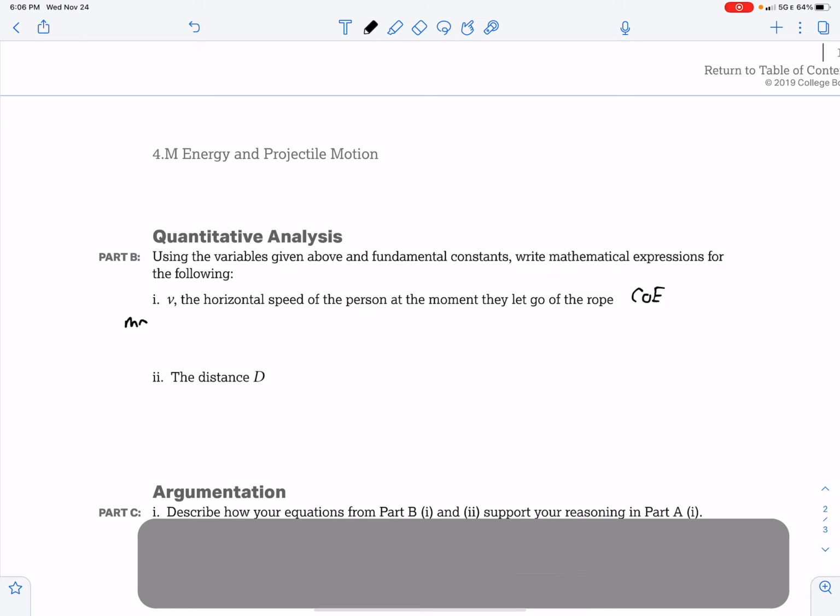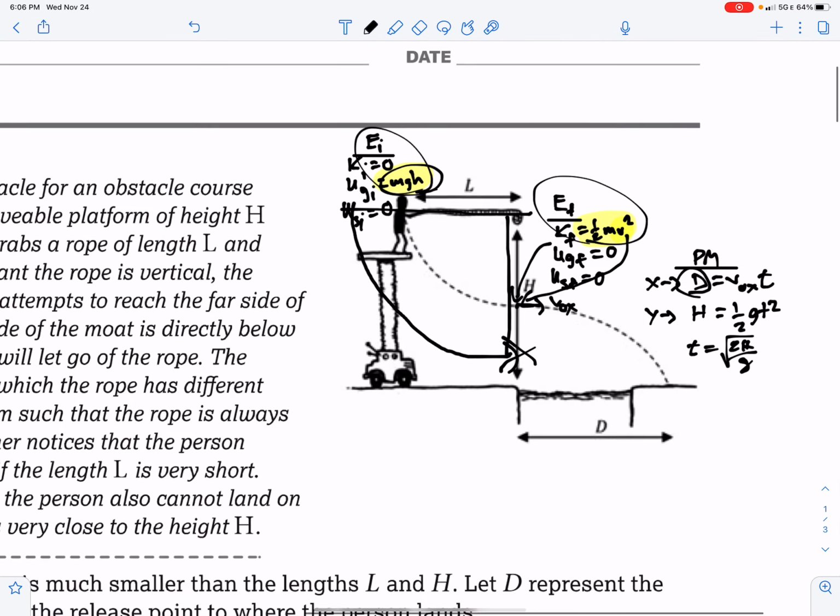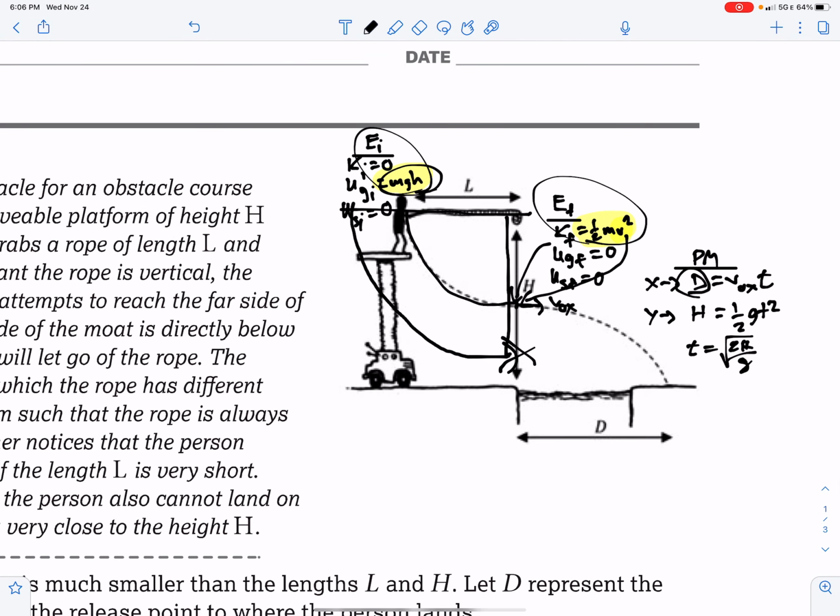mgh equals 1/2 mv squared. And to solve for v, it's going to take 3 steps: multiply by 2, divide by mass, and square root. So v is equal to the square root of 2gh, but if you look at the problem carefully, h is going to be the length of the rope. It's not this h. You need to be careful.